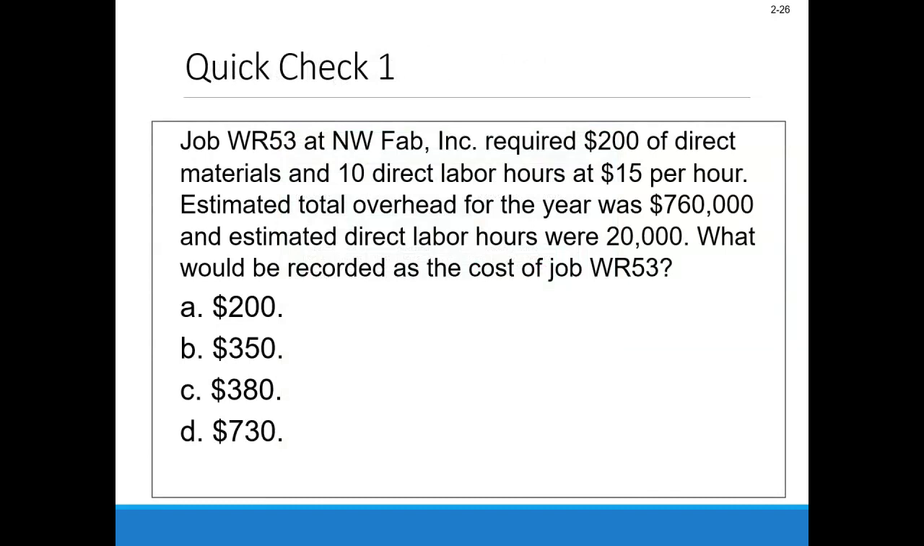Take a look at this, guys. Let's see if you can answer this one. Job WR53 required $200 of direct materials, 10 direct labor hours at 15 bucks per hour. Estimated total overhead for the year was 760,000, and estimated direct labor hours were 20,000. What would be recorded as the job cost of job WR53?